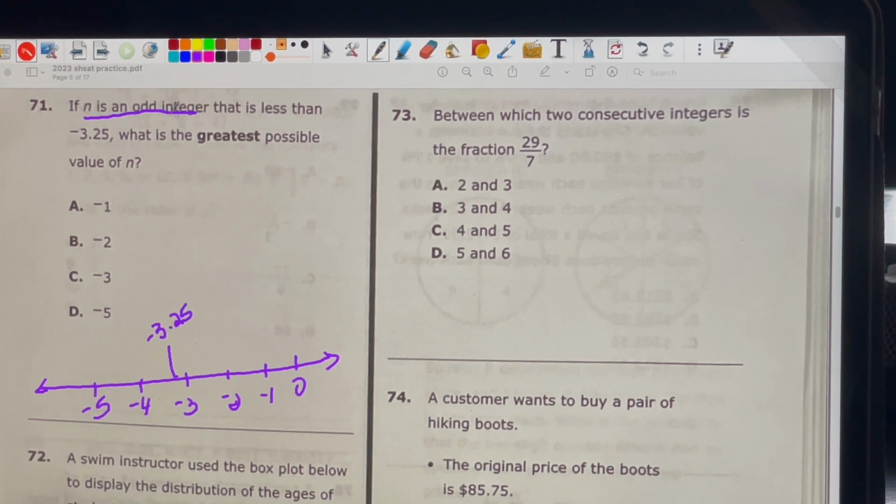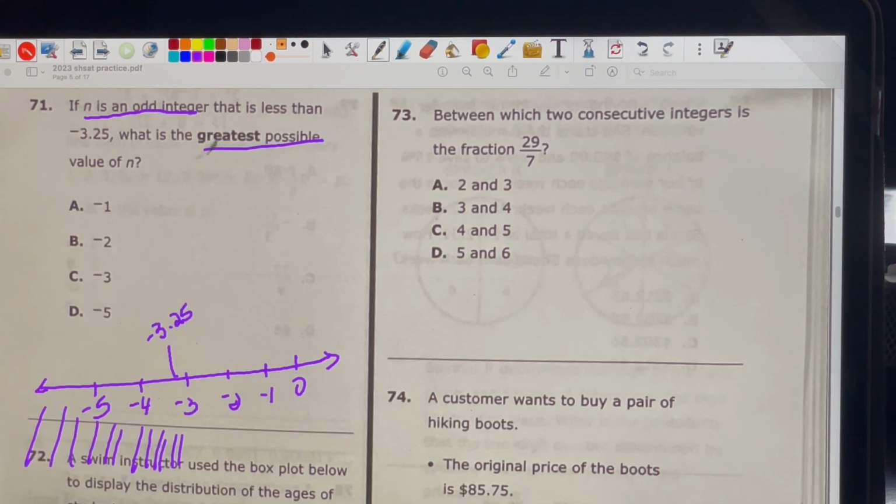N is an odd integer that is less than negative 3.25. Less, so it has to be on this side of the world. I'll shade it. It has to be less. In order for it to be less than negative 3.25, it is any number to the left of that. What is the greatest possible value of n?